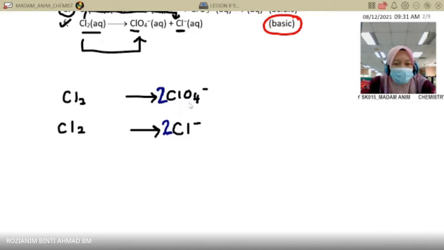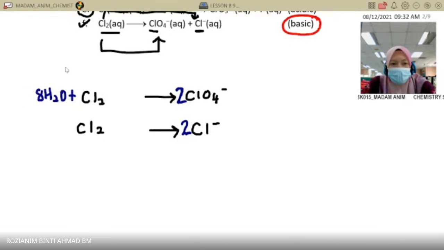First equation. The first equation consists 4 mole times 2. So means oksigen kita 8. So left hand side, you must add up 8 H2O. Kenapa? Sebab kita nak 8 biji oksigen.